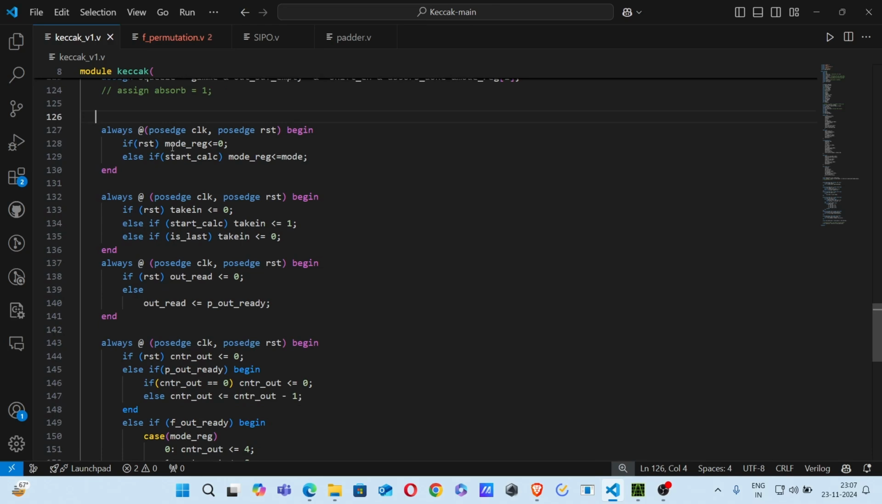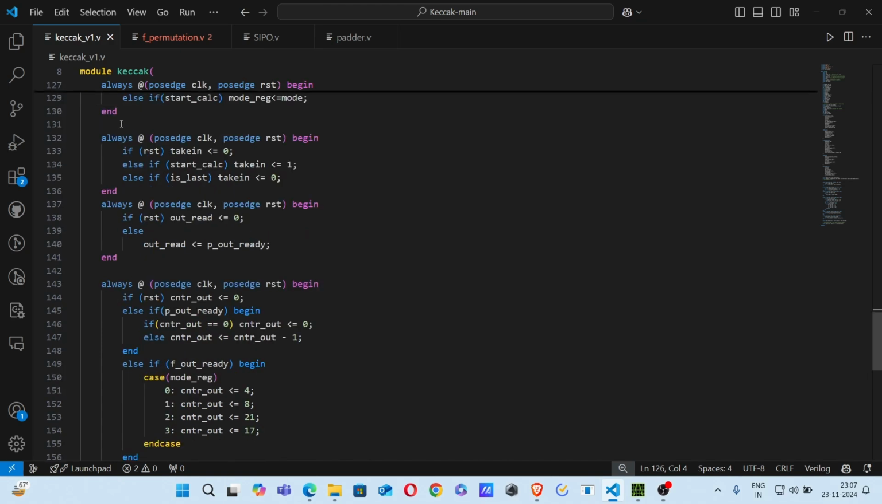Now, in this always block, we'll define mode reg. Mode reg just takes in mode, which is obtained from the instruction, and then latches it at start calc. Then in this always block, there is a signal called taken. This taken is used to indicate the time duration for which absorb must be done. Essentially, it goes to one at start calc and remains one until the last input has come to the module.